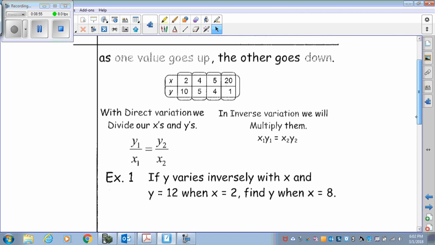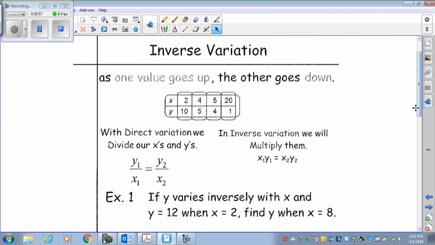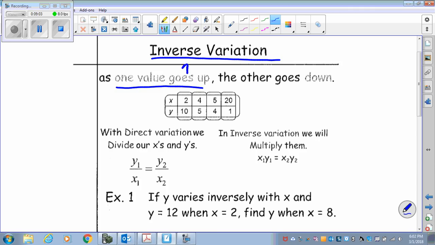You can check it on the table as well. Okay, if you have an inverse variation, if one is increasing, the other one is going to be decreasing. But if it's inverse, remember x times y is going to equal that constant. So you're going to multiply.